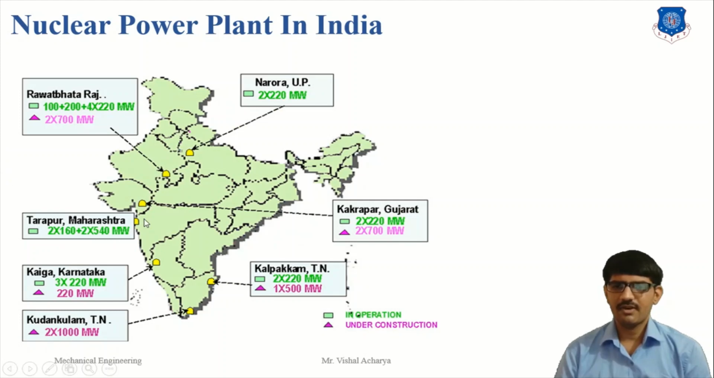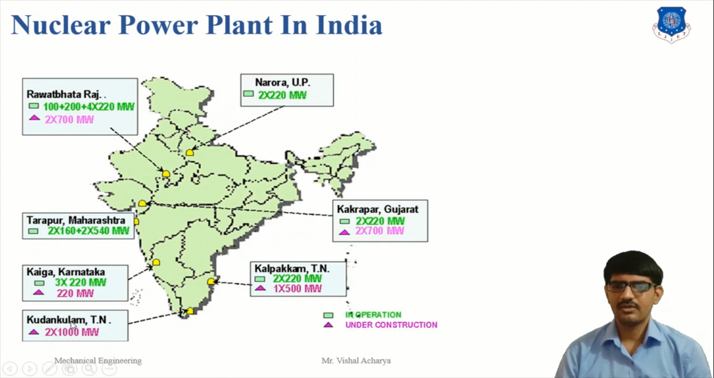Here are the nuclear power plant locations in India. First is Narora in UP. Here two power plants are in operation, with 220 megawatt capacity. In Kakrapar, Gujarat, two power plants are in operation, 220 megawatt, and two power plants are under construction or future planning, 700 megawatt. In Kalpakkam, Tamil Nadu, two 220 megawatt power plants are operating and a future expansion of 500 megawatt.